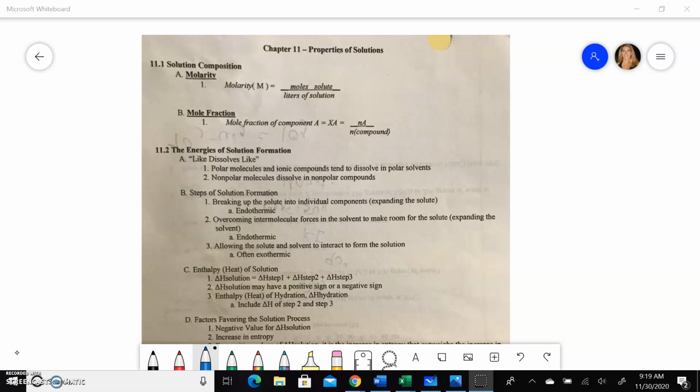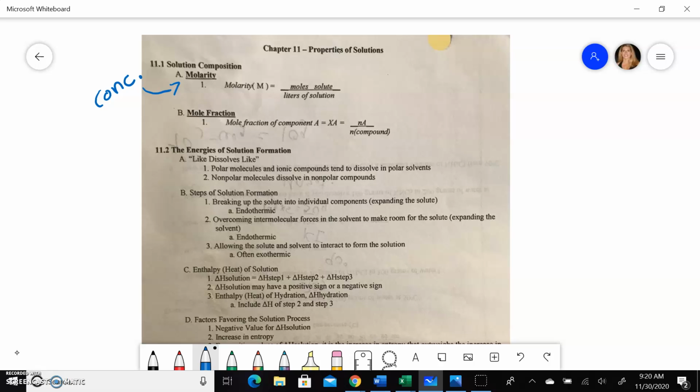So the first thing you need to recognize is that molarity and concentration need to go hand in hand in your brain. Because most of the time in the question, they're not going to say, what is the molarity? Most of the time, they're going to say, what is the concentration? So you have to know that if they're asking you for concentration, they're asking you for the molarity. And molarity is always the same thing.